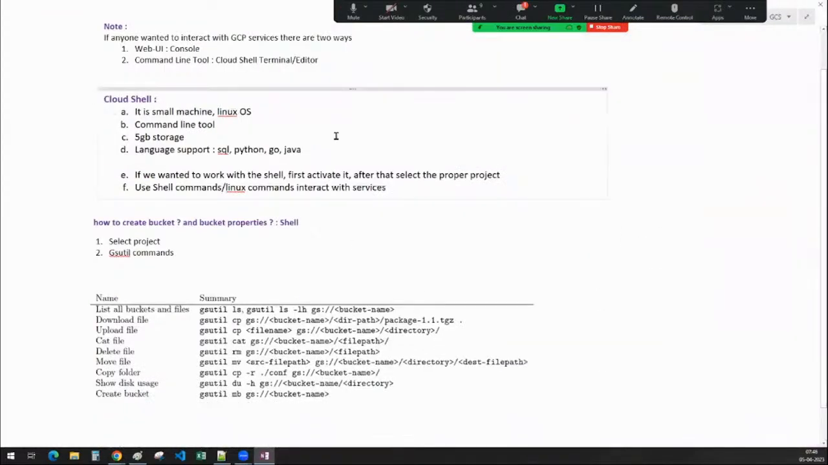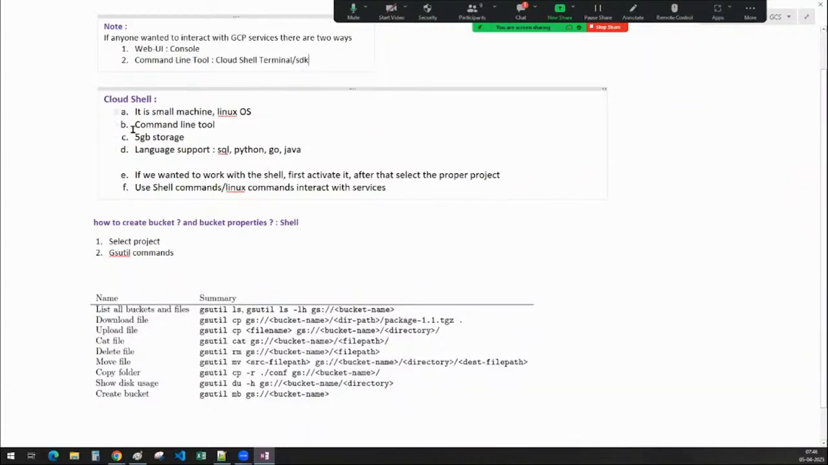Okay, so what is a Cloud Shell? As I told you guys, if anyone wants to interact with the GCP services, there are two ways. The very first thing is the web user interface. The very next thing is the command line tool, either Cloud Shell terminal or SDK. So these are the two ways that we can work with.